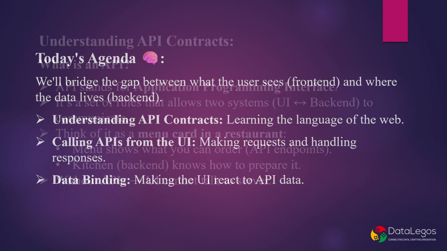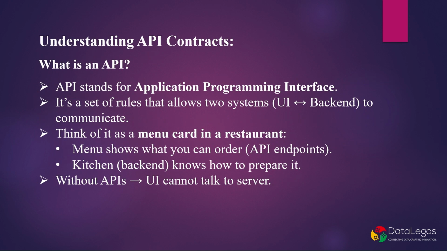What is an API? API stands for Application Programming Interface. That sounds technical, but here's a simple way to think about it: an API is like a menu card in a restaurant. The menu shows you what you can order; those are the API endpoints. The kitchen knows how to prepare the food; that's the back-end server. You, the customer, don't need to know how the cooking happens; you just place the order.